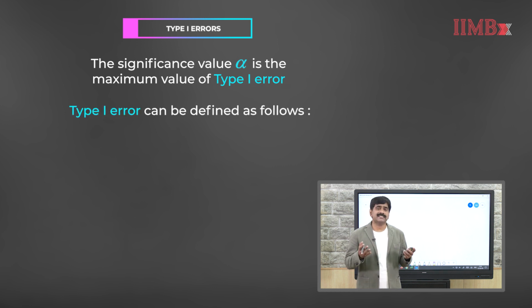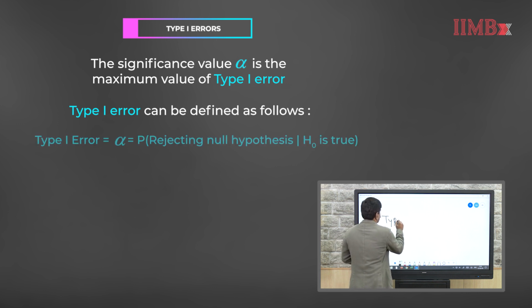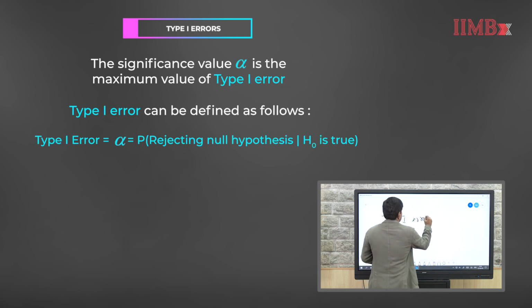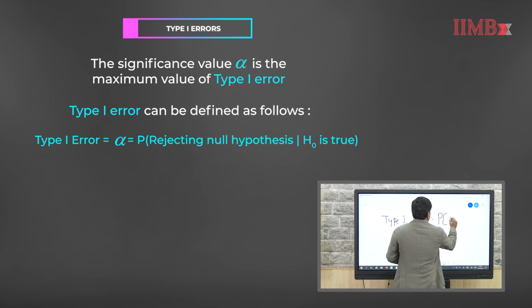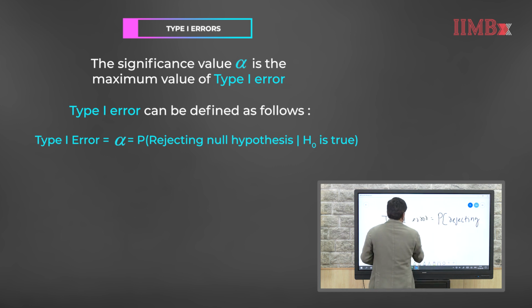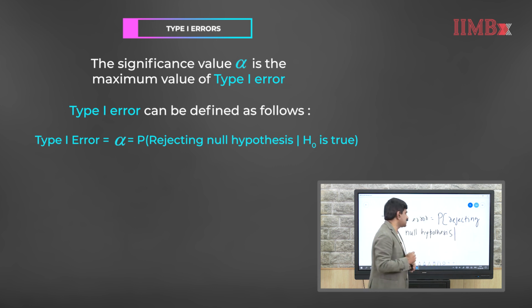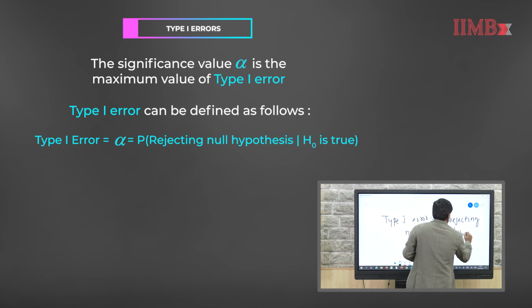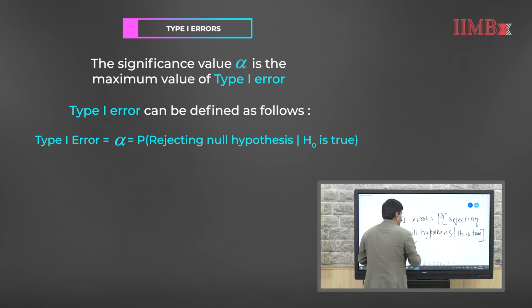Mathematically, type 1 error is a conditional probability. So, we can write type 1 error. This is a conditional probability, which is the conditional probability of rejecting the null hypothesis given the condition that the null hypothesis is true, that is, when H naught is true. The maximum value of type 1 error is alpha.